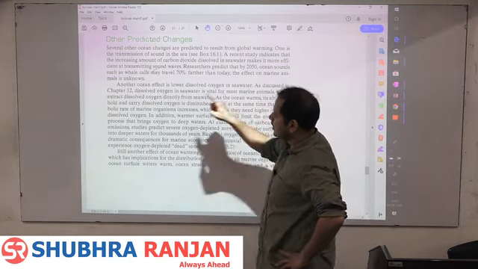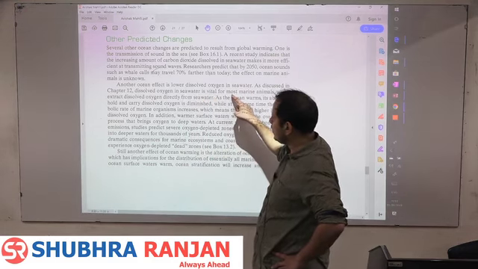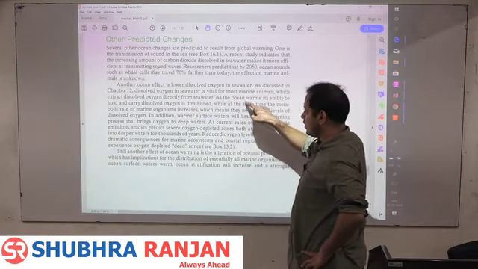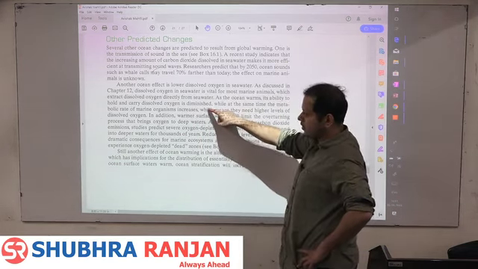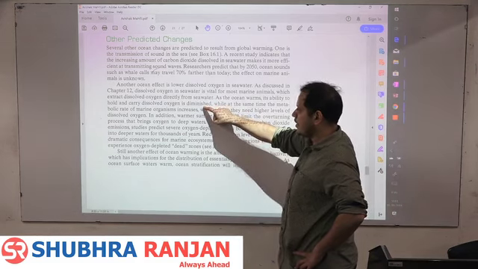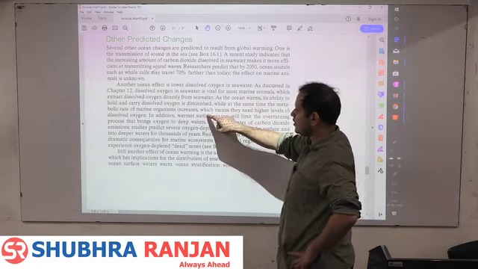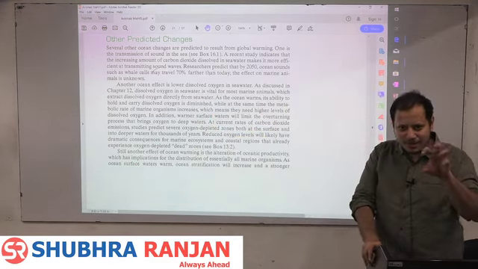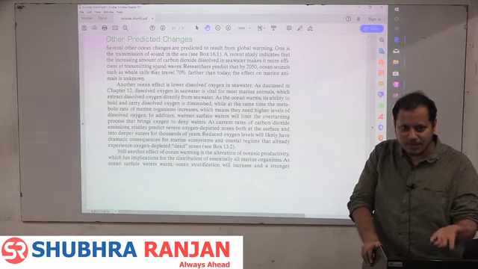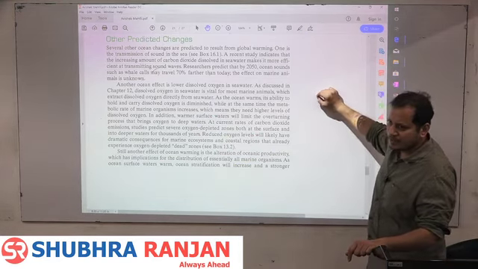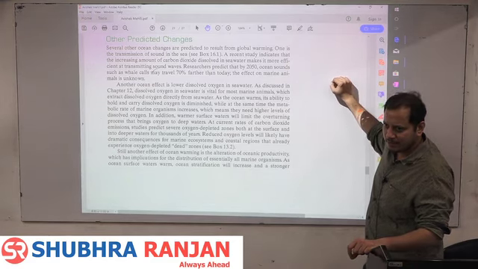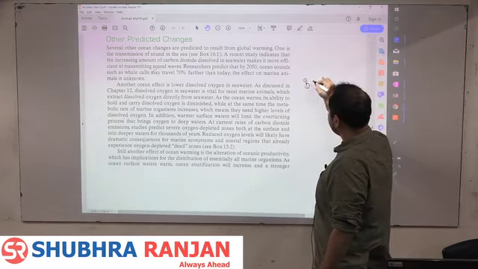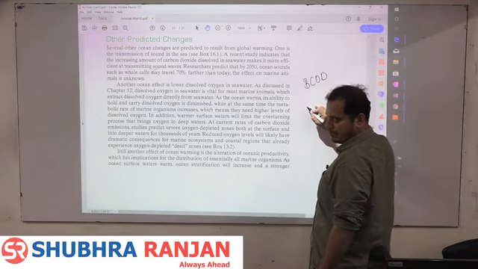Another is dissolved oxygen in the seawater, which is vital for most marine organisms which extract dissolved oxygen directly from the seawater. As the ocean warms, its ability to hold and carry dissolved oxygen is diminished. Fine? While at the same time the metabolic rate of the marine organisms increases, which means they need a higher level of dissolved oxygen. So क्या होगा? Oxygen कम रहेगा, उनको ज़्यादा oxygen की demand रहेगी. So can you write here that the biological and chemical oxygen demand will increase, or biochemical oxygen demand will increase? You can note it down here. Biochemical oxygen demand.